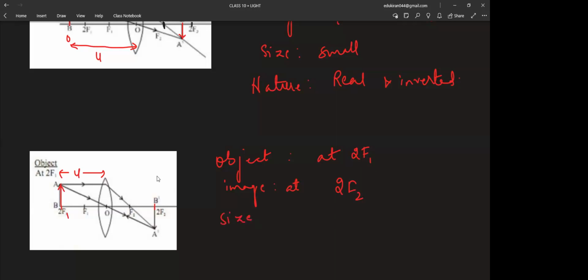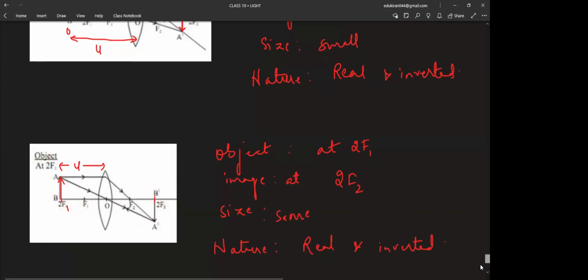This is similar to that case of the mirror, where in the concave mirror, do you remember when we had placed the object exactly at the center of curvature? We used to get the image at the center of curvature of the same size. So this is similar to that. So size will be same as that of object. And when we are talking about the nature, it is real and inverted.